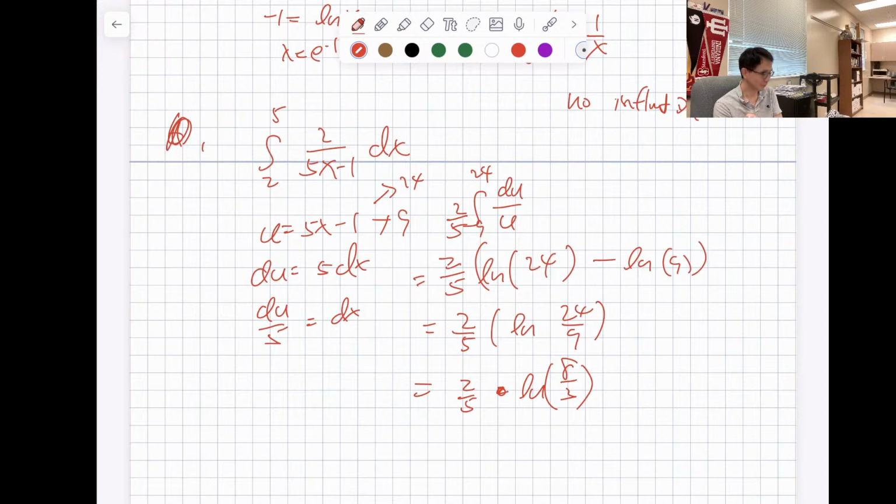How many check marks is that? This is three. They do a right use of substitution. They change their boundary. They be cute like me. What if they become cute? Huh? The correct use of substitution, and they do du over u and then they have a definite integral.